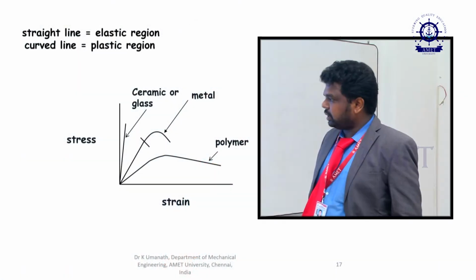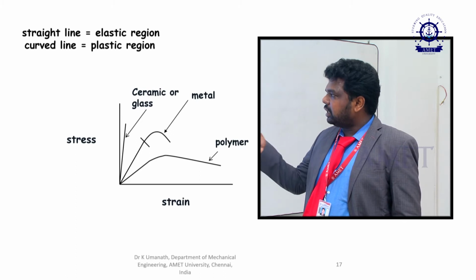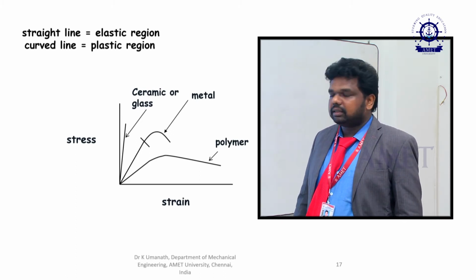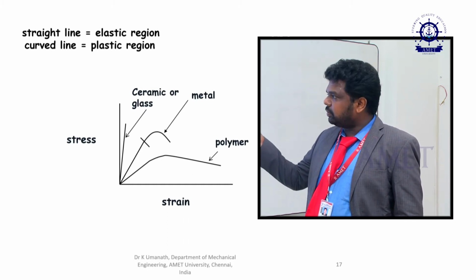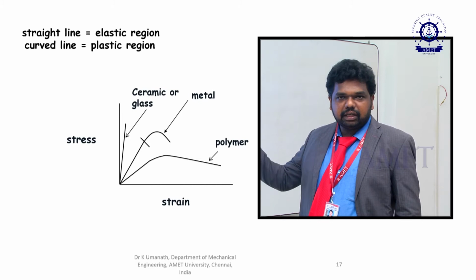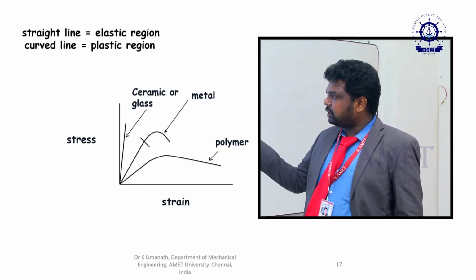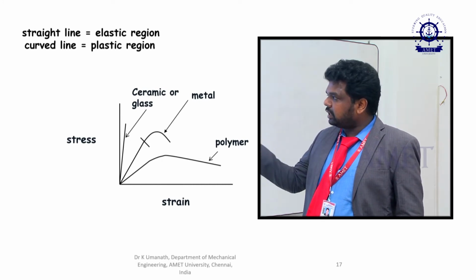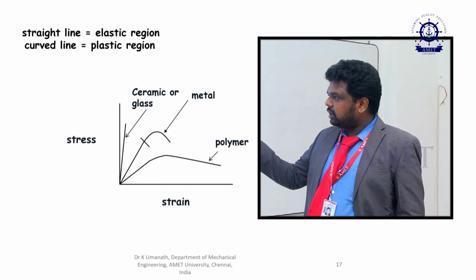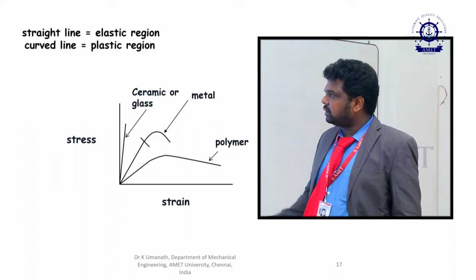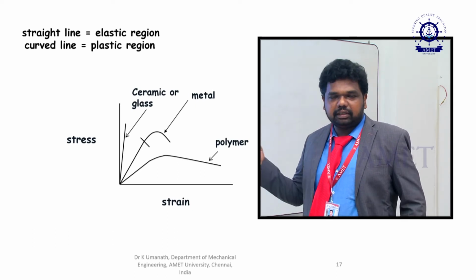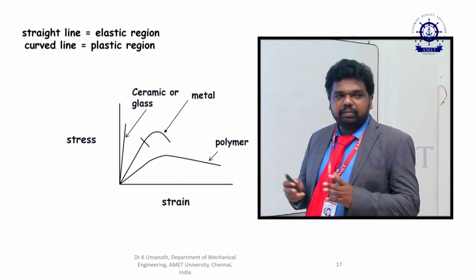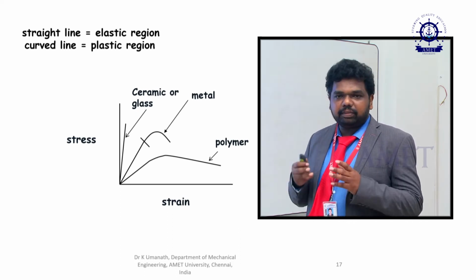This graph shows the stress-strain behavior of different engineering materials. Polymers have a larger elastic range, while glass has a smaller elastic limit. Metal or steel has a good elastic limit, with sufficient stress and strain. Ceramics have less strain and polymers have more strain. So polymers are ductile materials, ceramics are brittle materials, and metals can be both ductile and brittle.